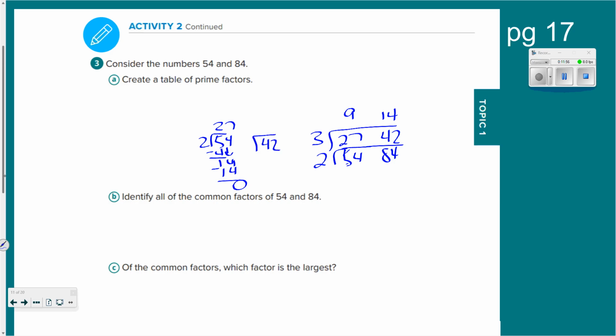So now I check again. I have another layer, 9 and 14. Can I divide both of them by 2? By 3? By 5? By 7? If I've said no all 4 times, I'm done. So I'm now at the point where I can find my GCF and LCM. For my GCF, again, I just multiply the numbers that are on the left. So 2 times 3 is 6. For LCM, I multiply all of them.